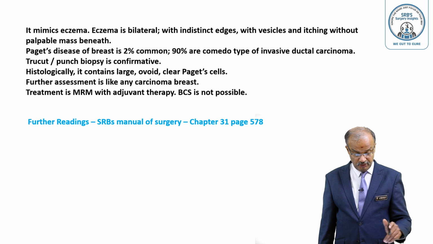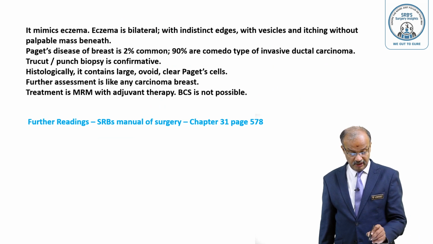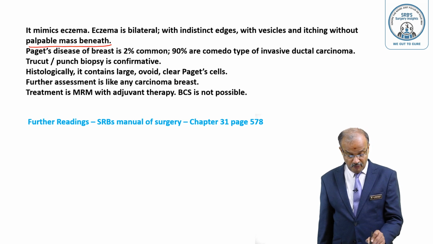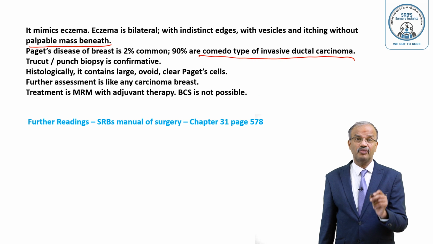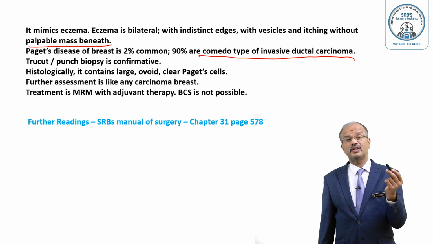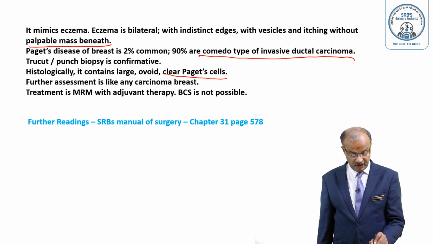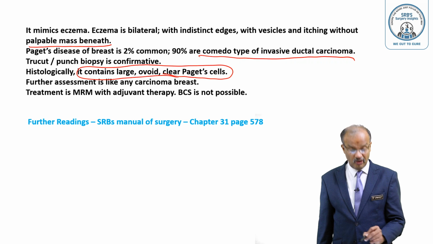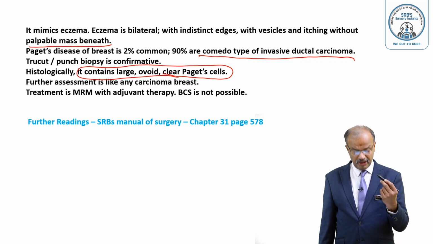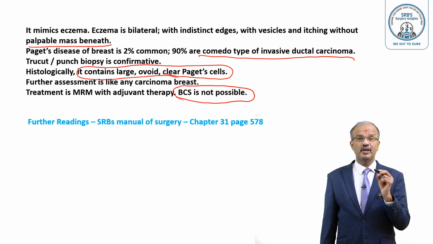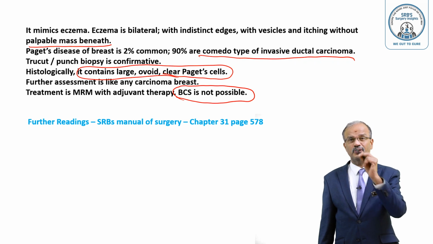Paget disease of the breast mimics eczema. Eczema is bilateral with indistinct edges, vesicles, itching, without palpable mass. That is the point I already told, without palpable mass. Paget disease of the breast is 2% common, and 90% are comedo type. It may be important as far as MCQs are concerned: which type is common histologically when the patient has Paget disease of the breast or Paget carcinoma of the breast; that is comedo type. On true-cut biopsy or punch biopsy, clear Paget cells are quite typical in these patients. Ovoid clear Paget cells are very typical. But what is again the most important thing, I already told and stressed, breast conservative surgery is not possible. Modified radical mastectomy, then of course adjuvant therapy, all those things.